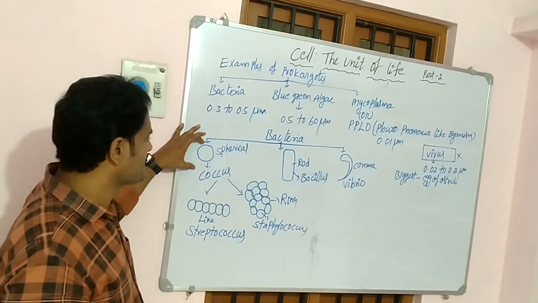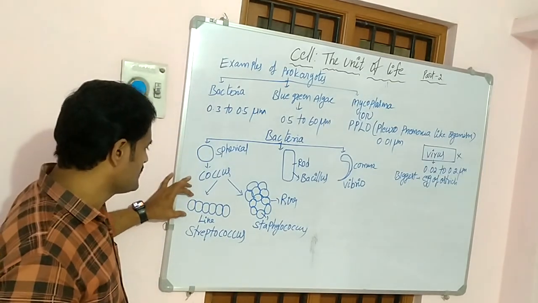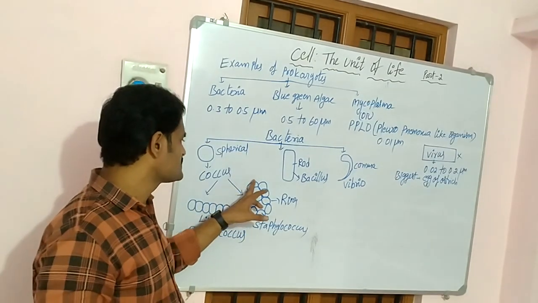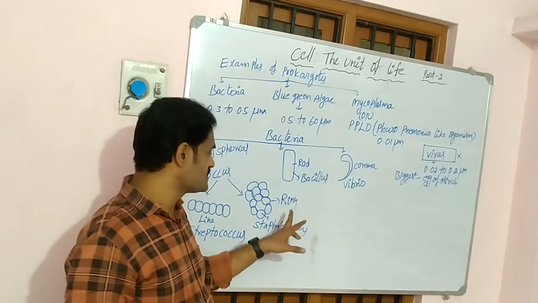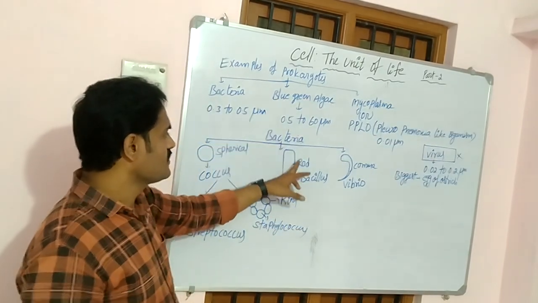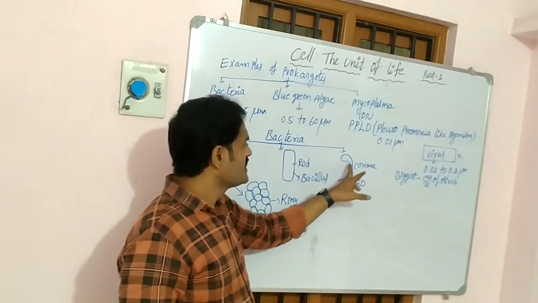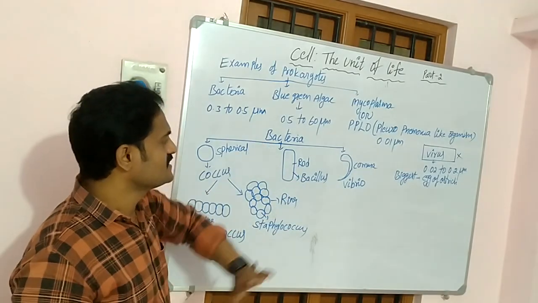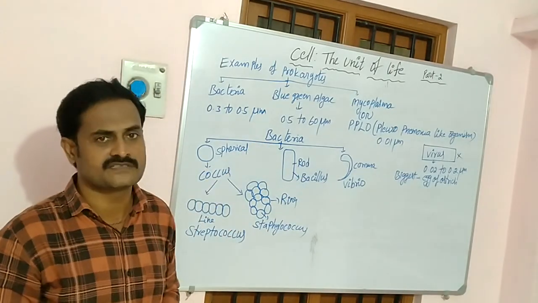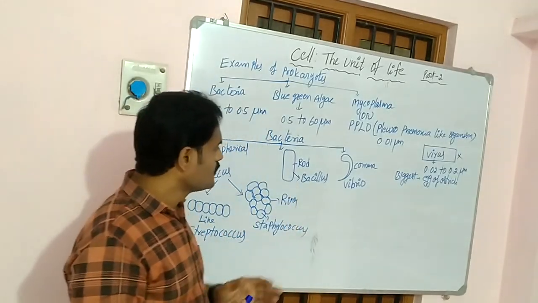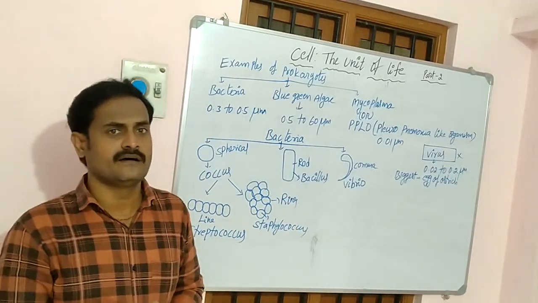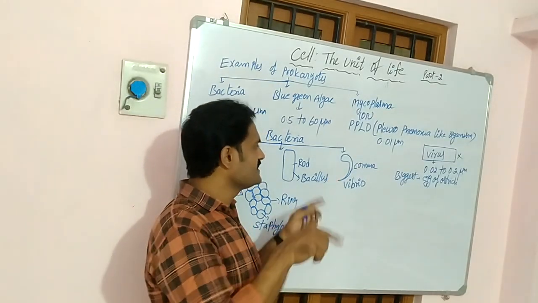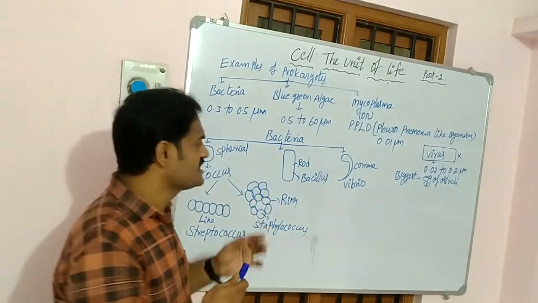What are they? Spherical bacteria is called coccus, and the spherical bacteria formed as a line are called streptococcus. Then the spherical shape formed as a ring-like structure is called staphylococcus. Rod shaped bacteria is called bacillus and comma shaped bacteria is called vibrio. So like this, different types of bacteria are present in our surroundings. Now if you take one bacteria, it consists of majorly three membranes around it.